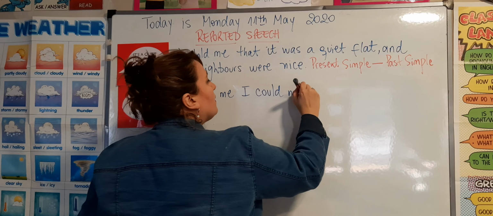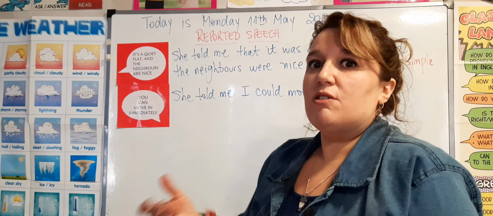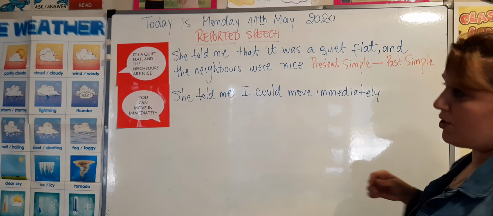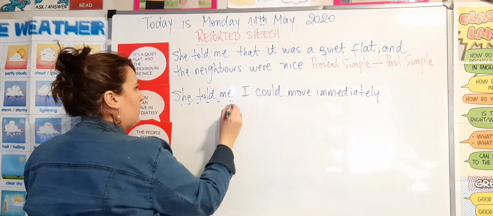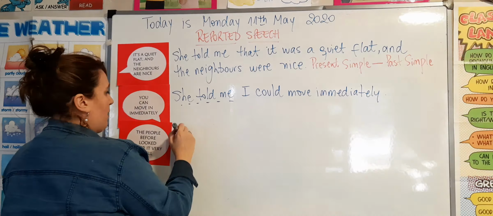Now, like this. The people before looked after it very well, right? So if I have to tell what she said, this is in the past, looked. I have to use past perfect. So, the people before have looked after it very well, right? Because it is one step behind, yes? So, she told me, yes? The people before have looked after it very well.